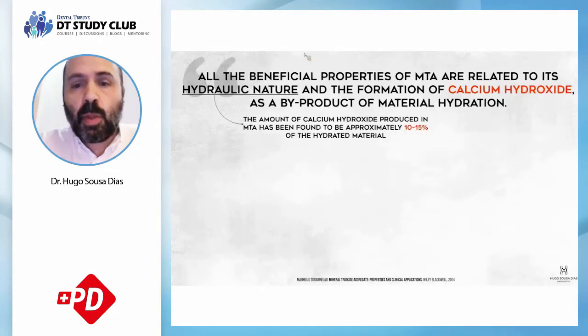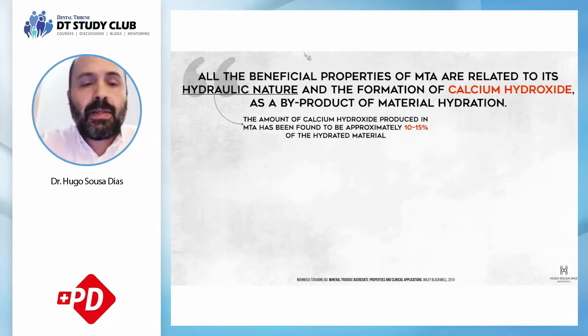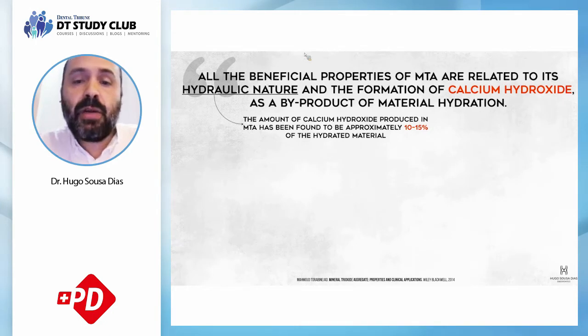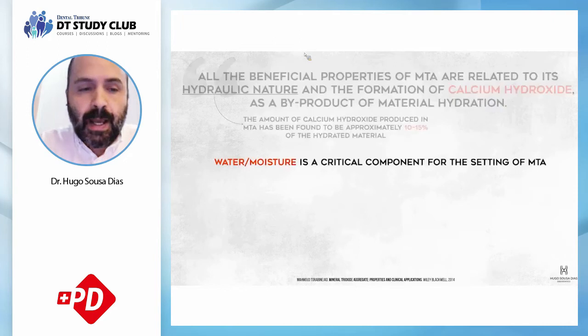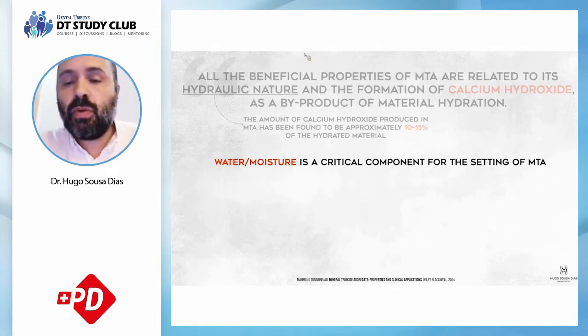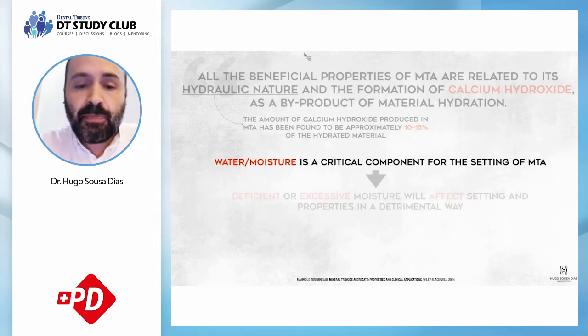All the beneficial properties of the MTA are related to its hydraulic nature. The amount of calcium hydroxide produced in MTA has been found to be around 10 to 15% of the hydrated material. We need to have this wet environment. We need to have water and moisture for the setting of the MTA to happen.